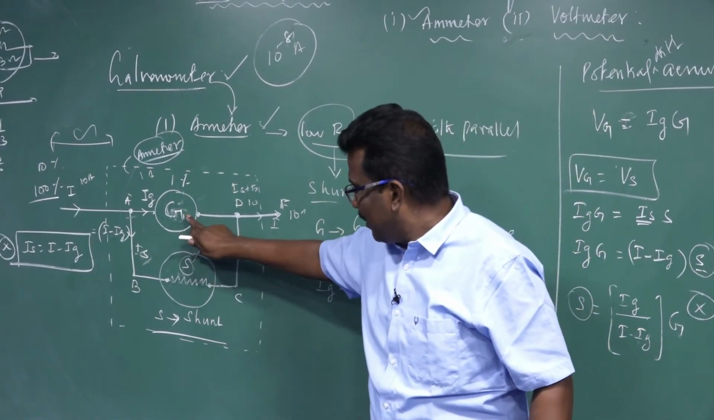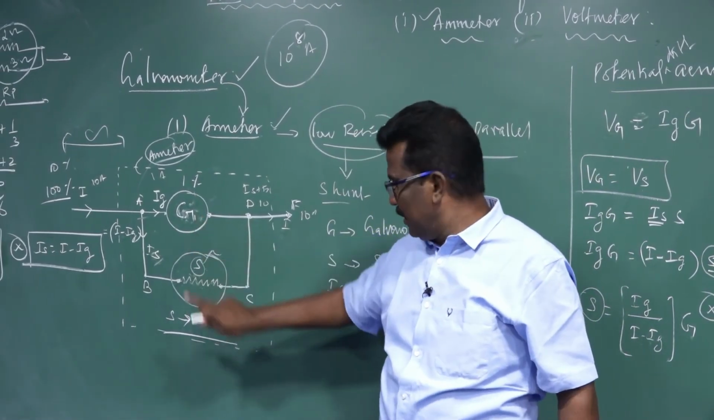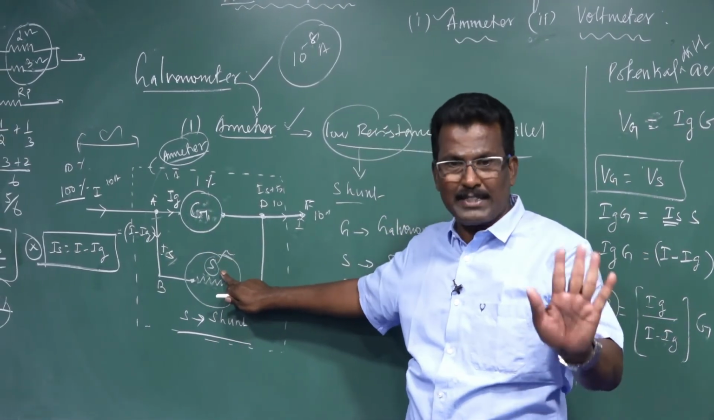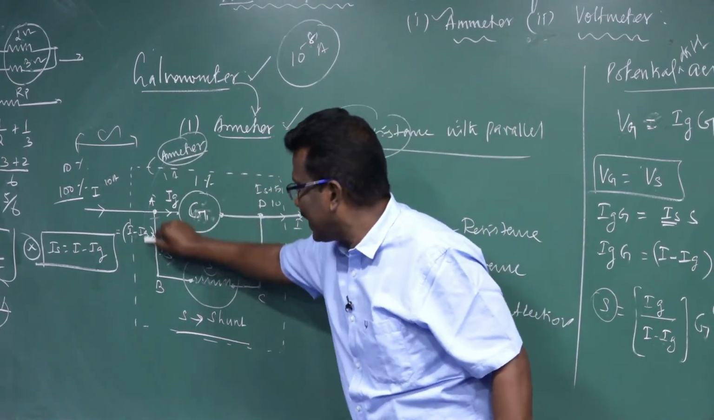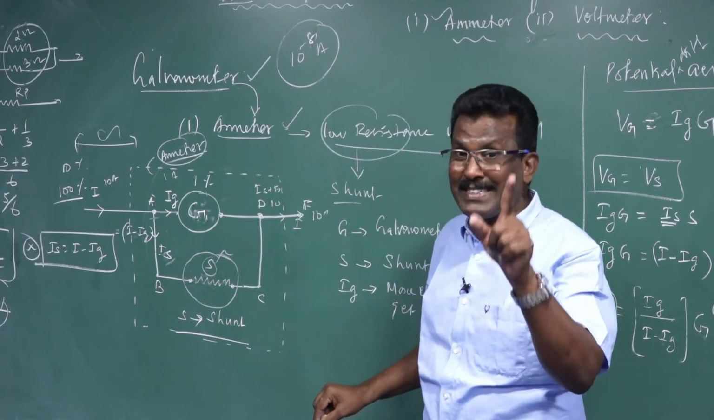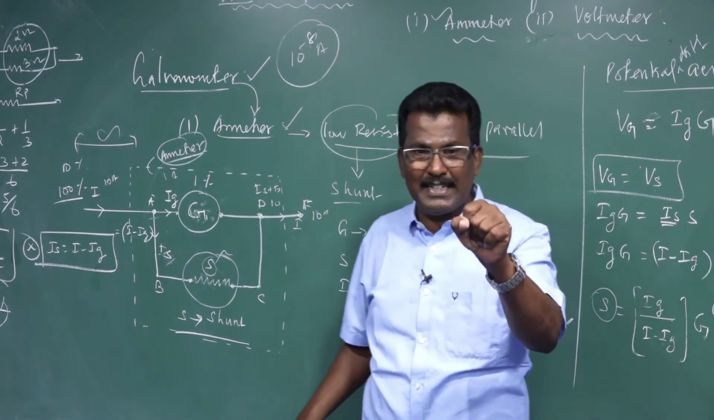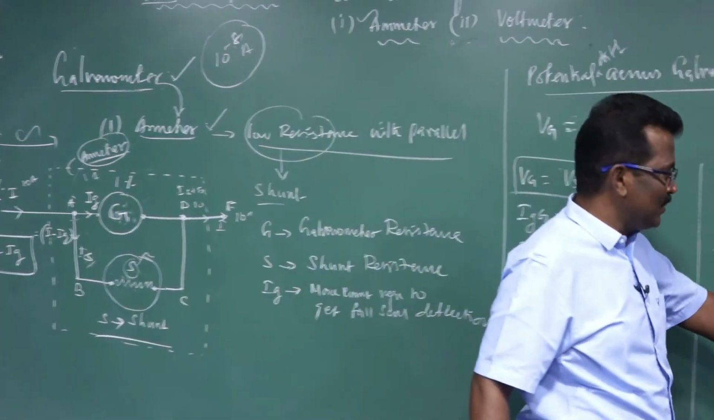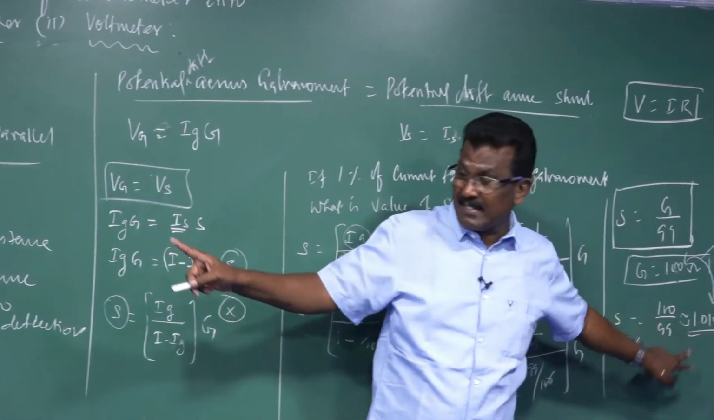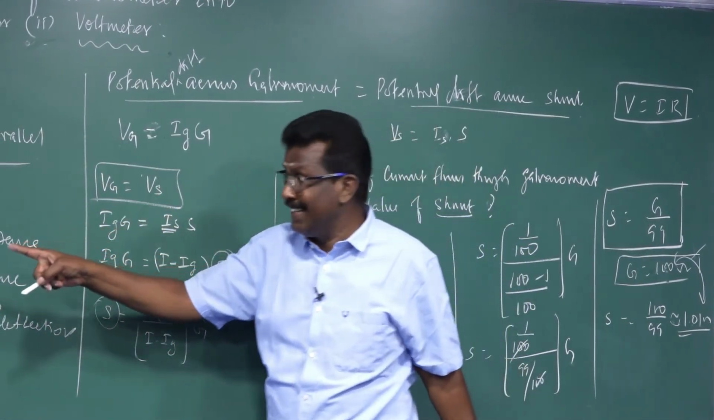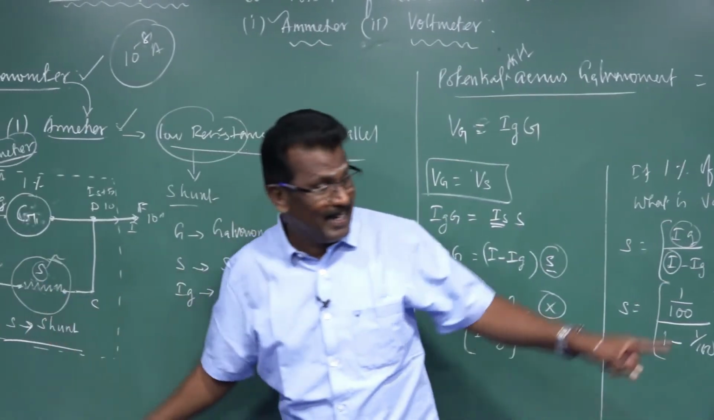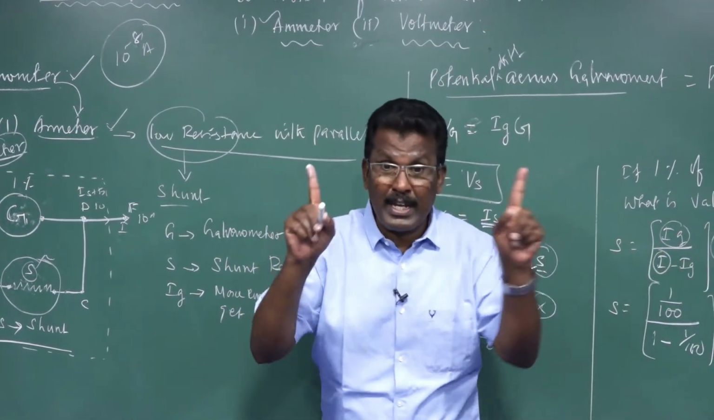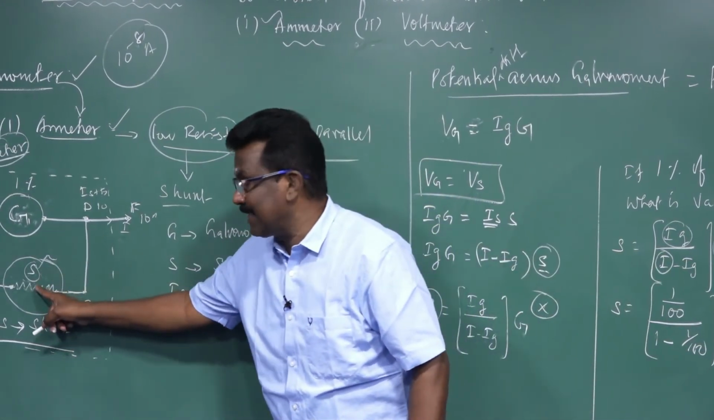In the same way, the galvanometer has a resistance of 100 ohm and the shunt resistance is 1 ohm. For example, what is the resistance of the ammeter? The resistance of the ammeter is always lesser than the least. Which one is lesser? The shunt resistance. So the effective resistance of the galvanometer with shunt is always lesser than S.